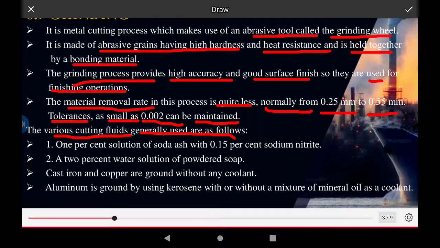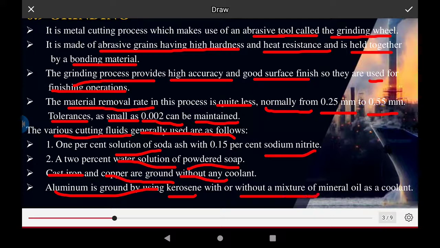A 1% solution of soda, 0.5% sodium nitrite, or a 2% water solution of powder soap. Cast iron and copper are ground without any coolant. Aluminum is ground using kerosene, with or without mineral oil, as coolant.